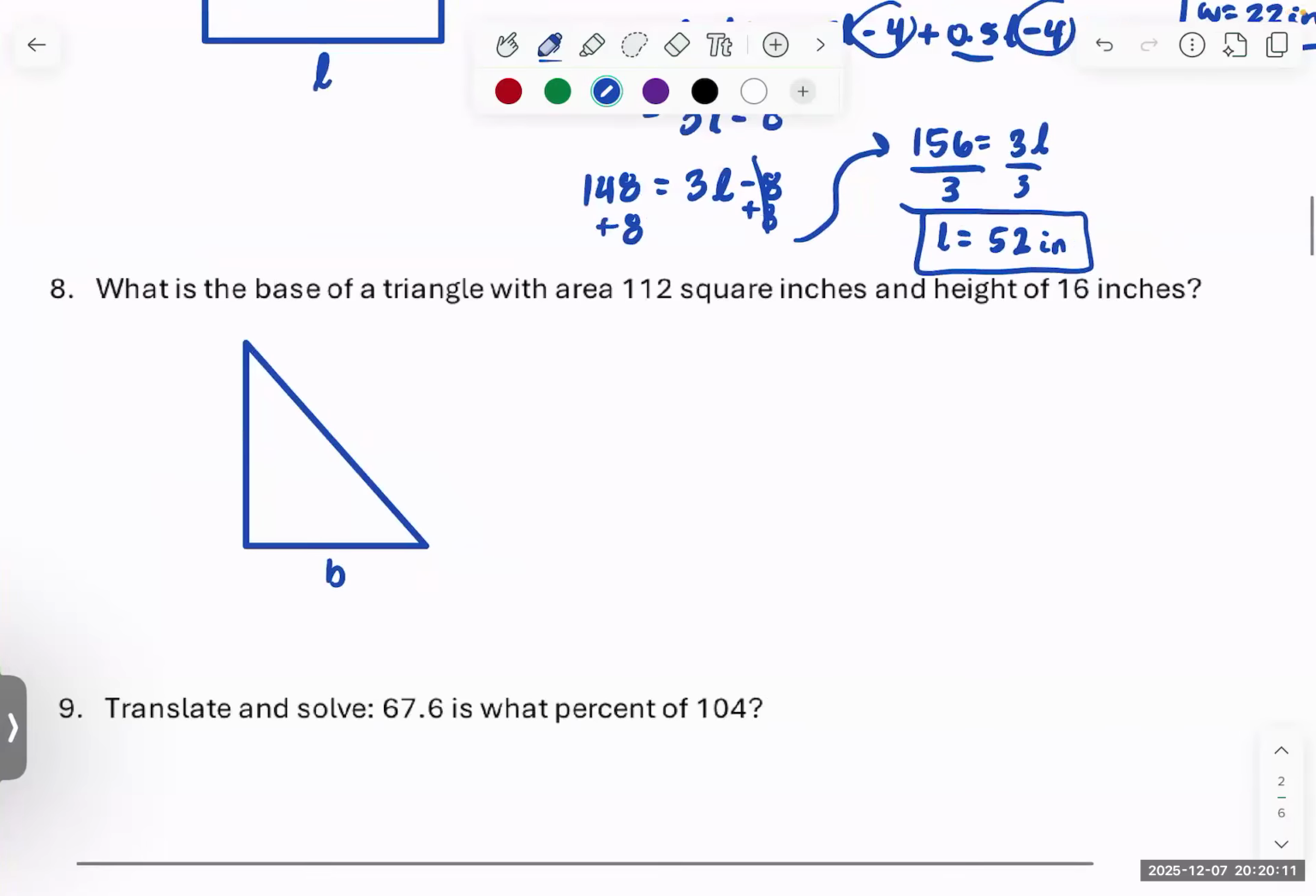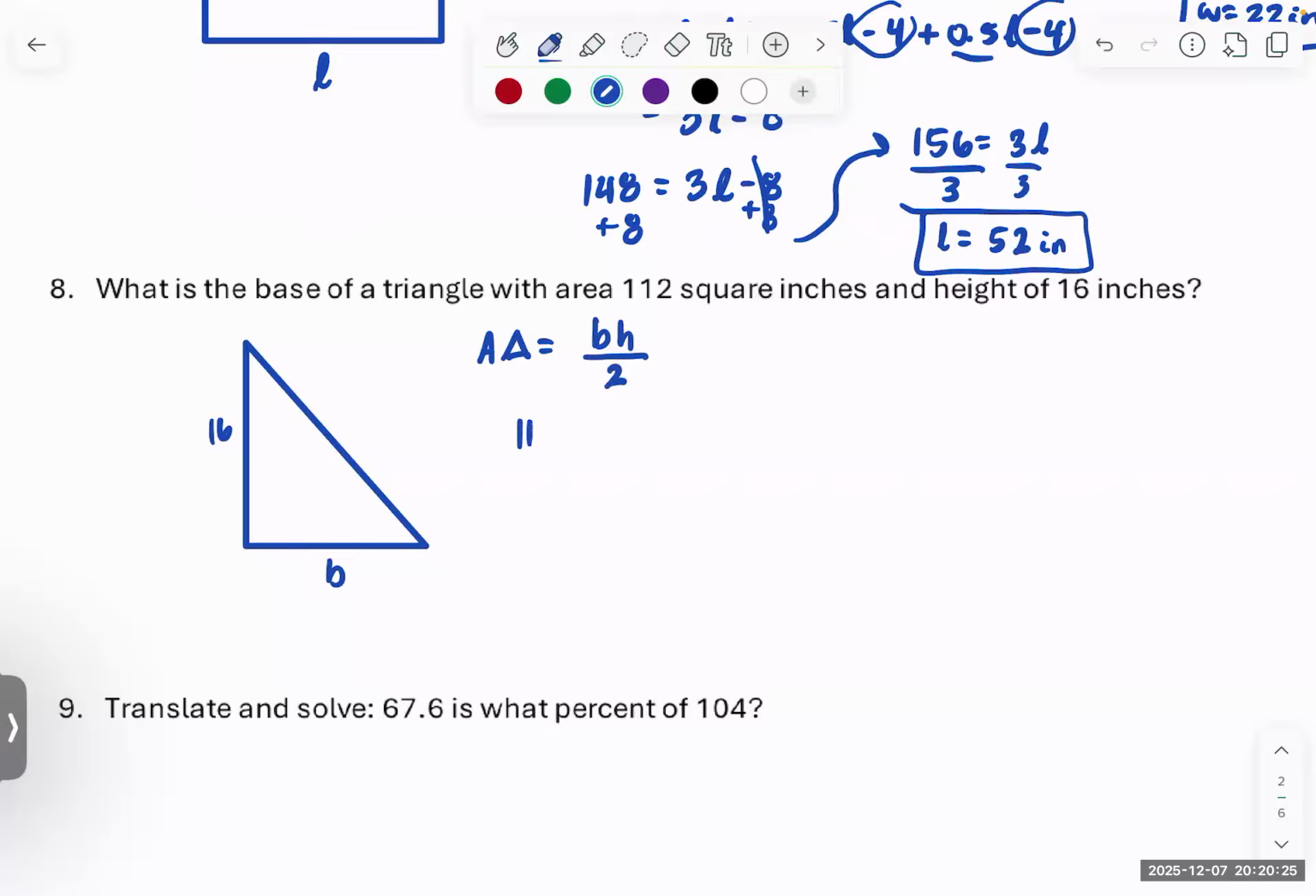The area is that many inches and the height is 16. So the area of a triangle is equal to base times height over 2. And here we know the area of the triangle is 112, so plug that in. The height is 16, so I'm going to write 16 times h over 2, and I want to solve for b. Sorry, we replaced h. We're looking for b.